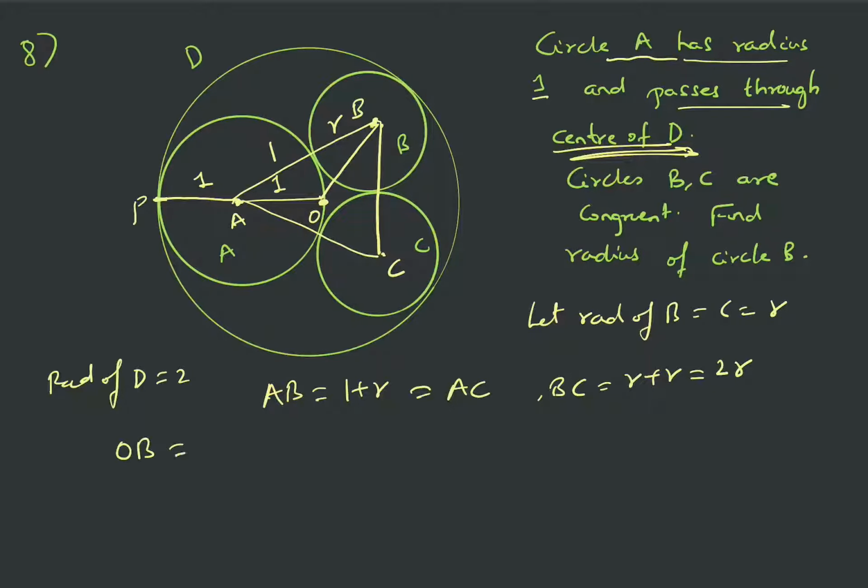And what about OB? OB is nothing but difference of radii of bigger circle and the small circle, right? This is the distance between centers of B and D. So this is equal to difference of radii, because these are internally tangent. So radii of D is 2 and radii of B is R. Okay. So this length is 2 and this length is R. So this BO is nothing but 2 minus R. And similarly OC is also 2 minus R.